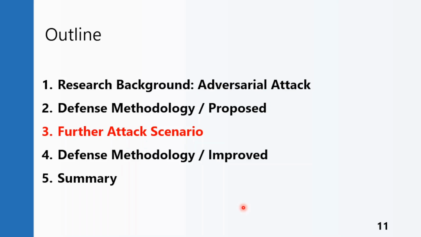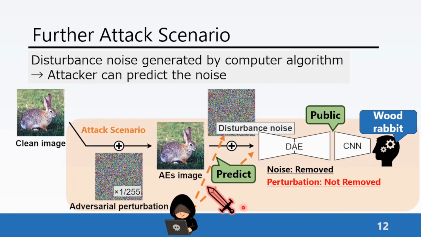However, we are concerned about the further attack scenario. As long as the disturbance noise is generated by a computer algorithm, the attacker may be able to predict the noise from the initial value and the internal state. Moreover, the algorithms of the DAE and CNN are typically publicly available. As a result, the attacker can revise the adversarial perturbation in order not to be removed by the DAE. Consequently, the attacked rabbit is once again misclassified as a policeman.